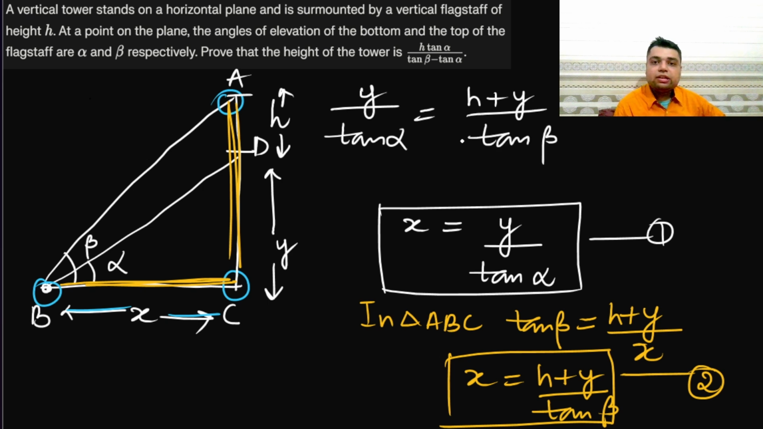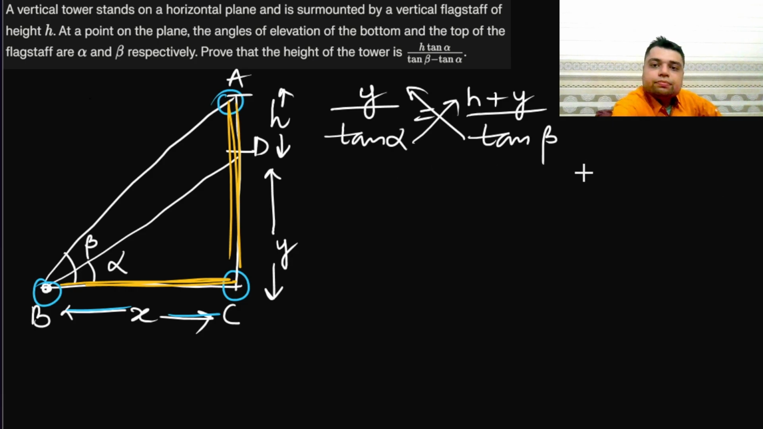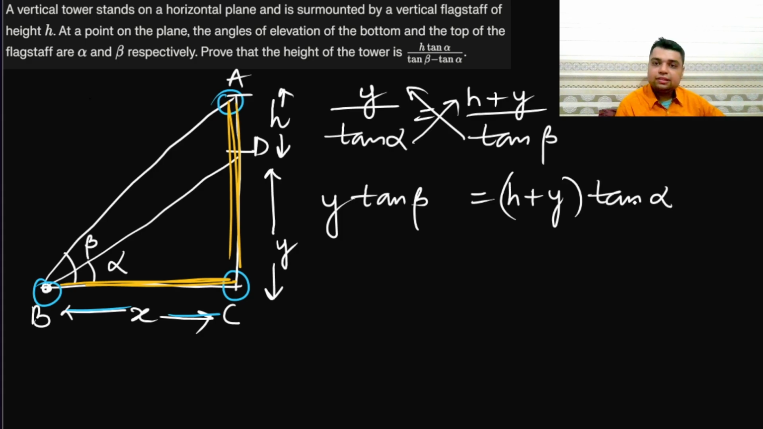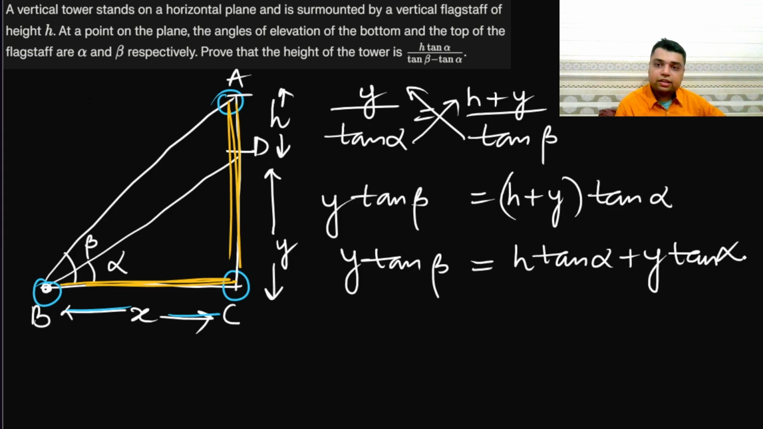Okay, now cross multiply it. What will happen if we cross multiply? Let me erase this whole thing. So I will get y times tan beta is equals to h plus y times tan alpha. Let's multiply this, open this bracket. So y tan beta is equals to h times tan alpha plus y times tan beta tan alpha again, right? This tan gets multiplied with both the elements.